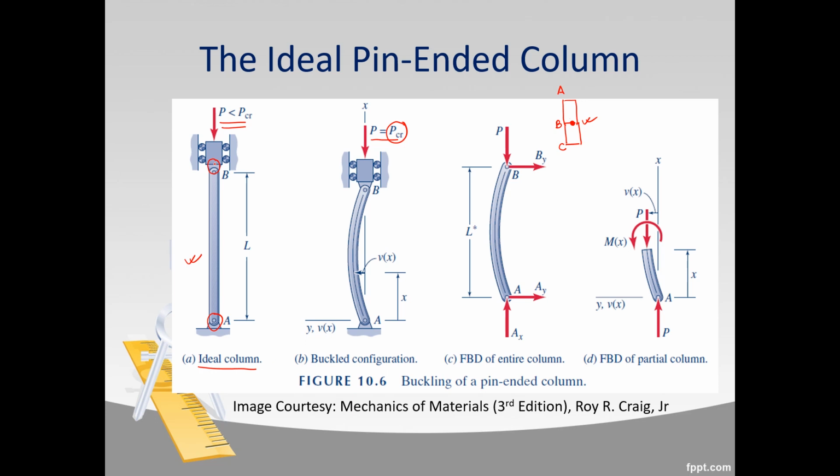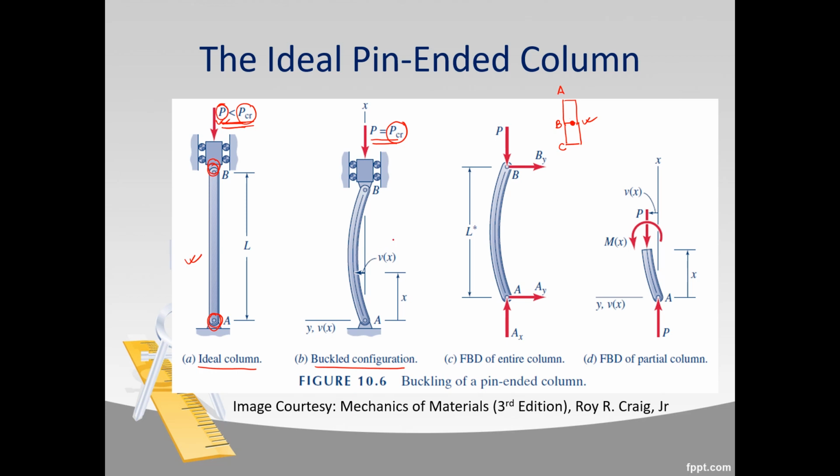The column is pin connected at both ends, and a compressive load P is acting on it. Initially the value of P is less than the value of the critical load PCR, such that our column is in a condition of stable equilibrium. Then as we increase the load and its magnitude becomes equal to the value of the critical load, our column has buckled, and the second figure shows the buckled configuration.